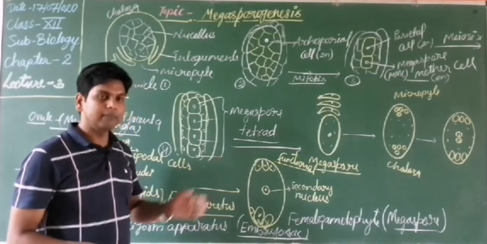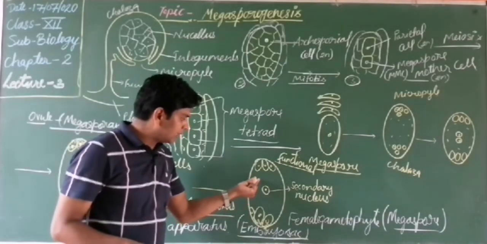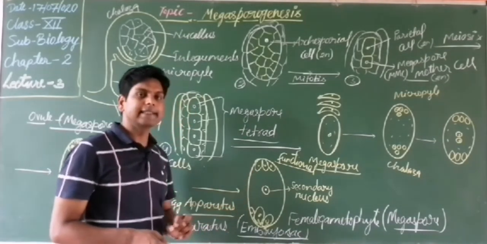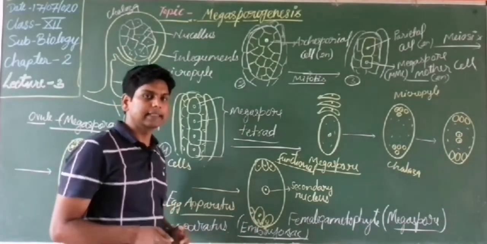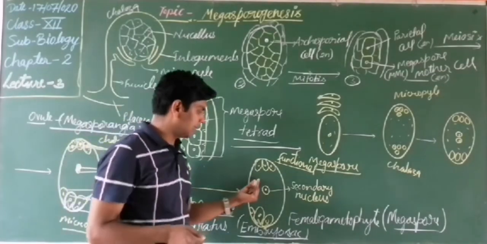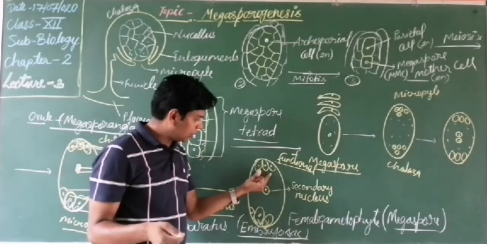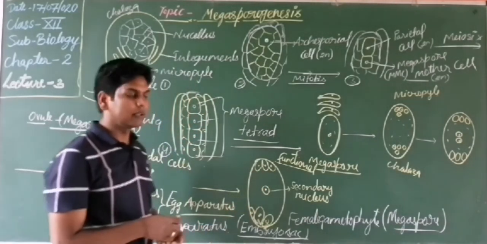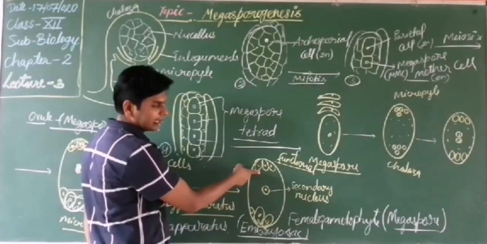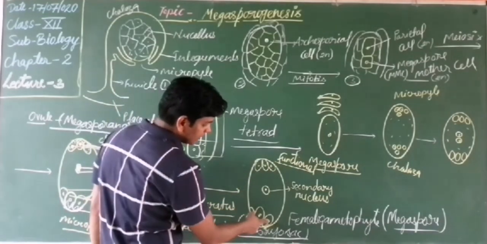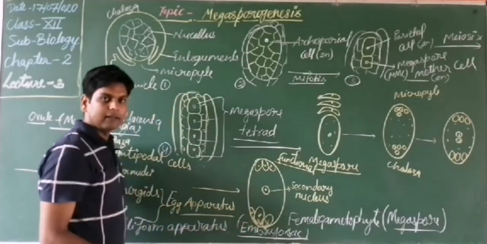Students, here one most popular question has arrived in your exam. So you know what it is? Justify the statement: the embryo sac is a 7-celled 8-nucleated structure. Justify the statement. So you will have to justify it. So look here, it is a 7-celled 8-nucleated structure because 3 cells are at the chalazal end, these are the antipodal cells, and 3 cells are on the micropylar end, in which 2 are synergids and 1 is the egg.